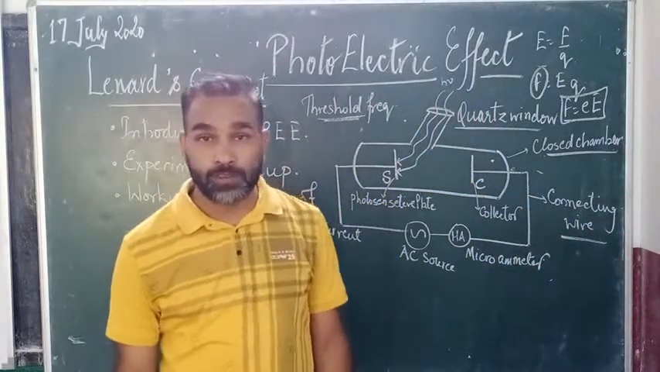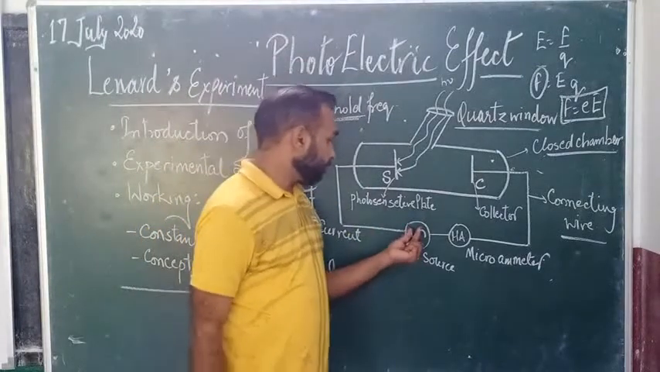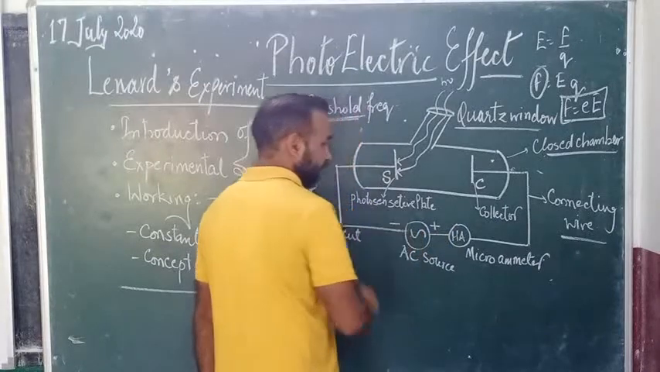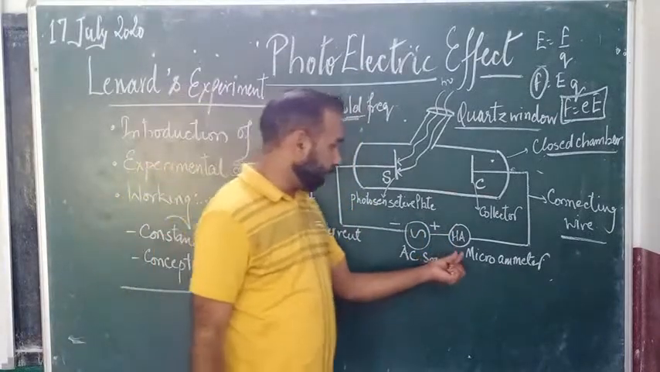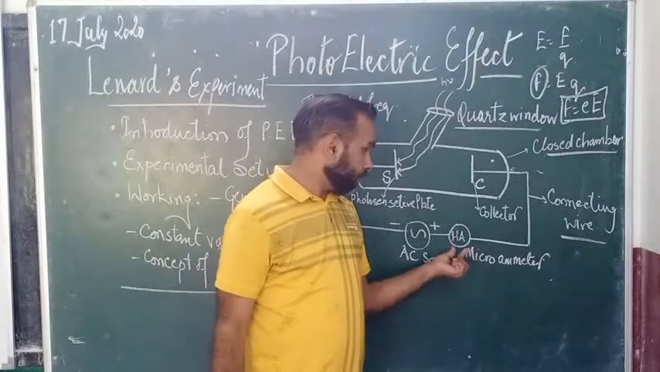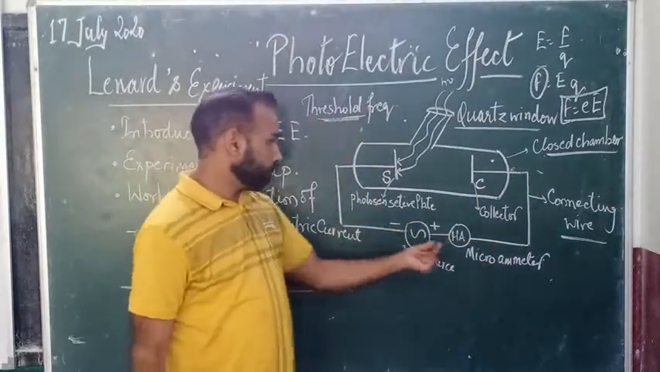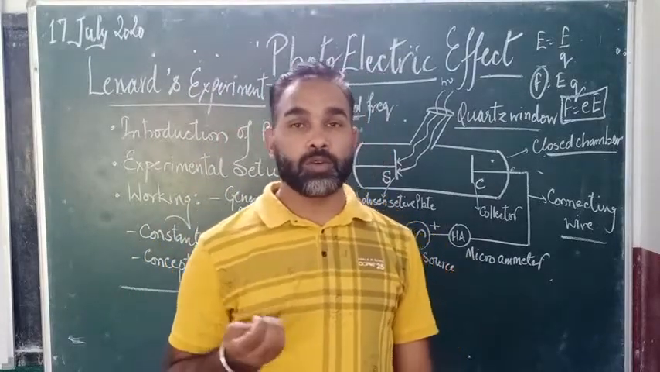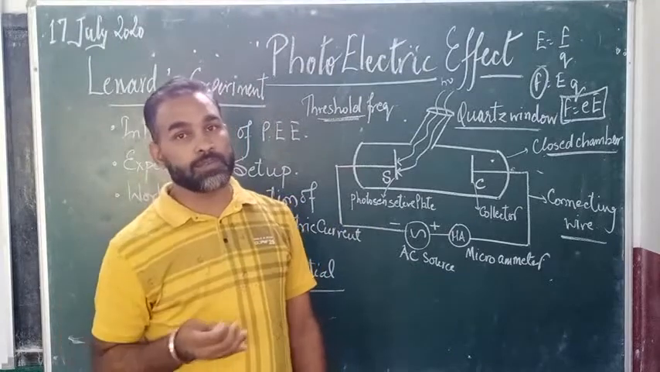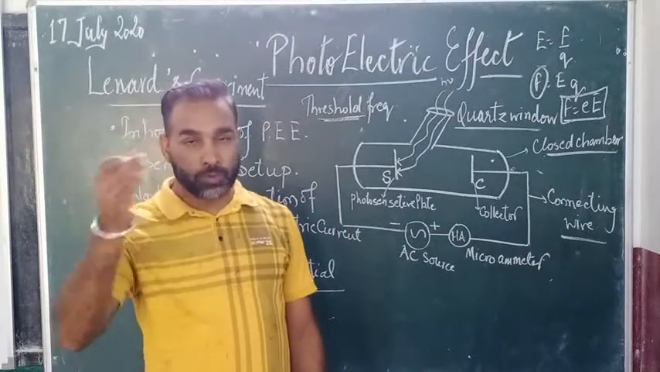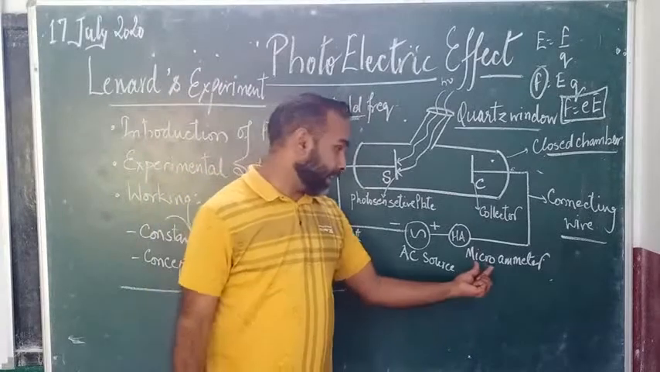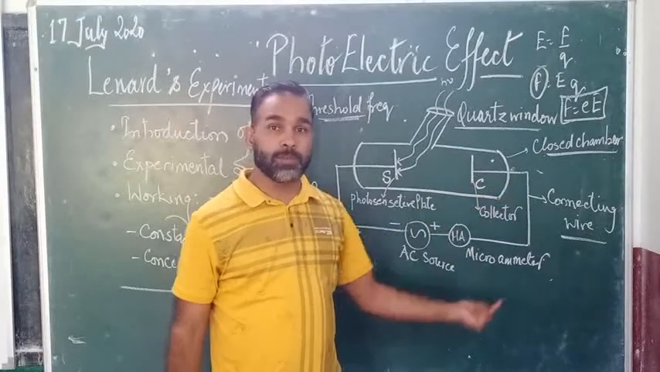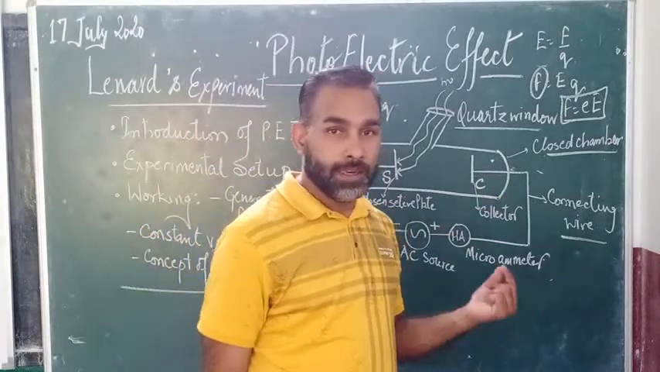Connecting wire for the movement of electrons, right? So this AC source, this side it is plus, and this side it is negative. And a microammeter he took, so that when electrons pass through, there will be a deflection in the microammeter, and we can find out the current. The current starts flowing when the electrons flow through the connecting wire. That will be measured with the help of the microammeter. Clear? So this is the experimental setup of Lenard.